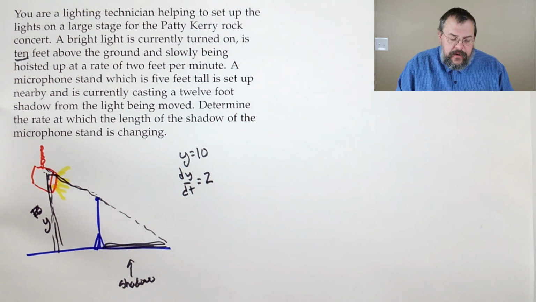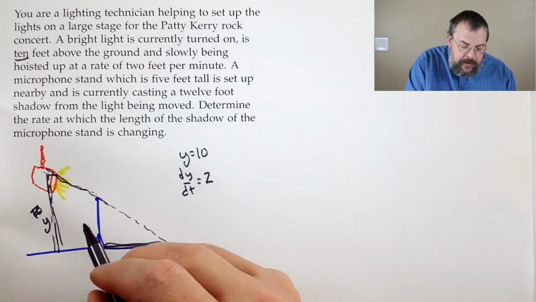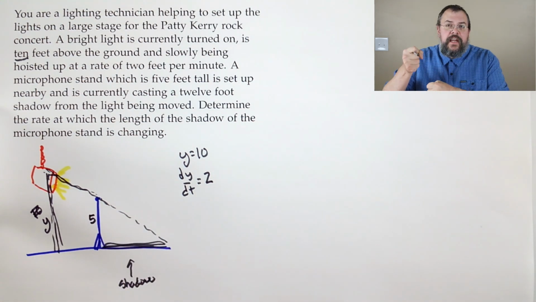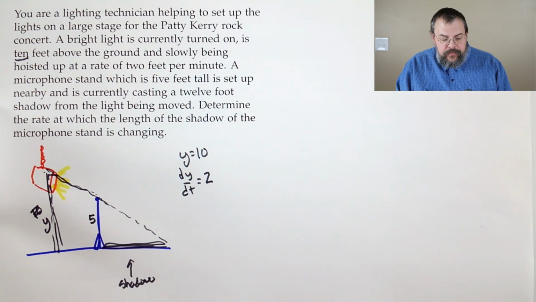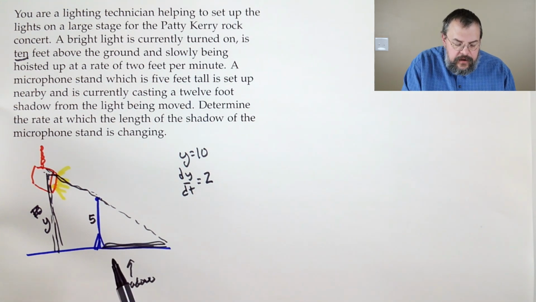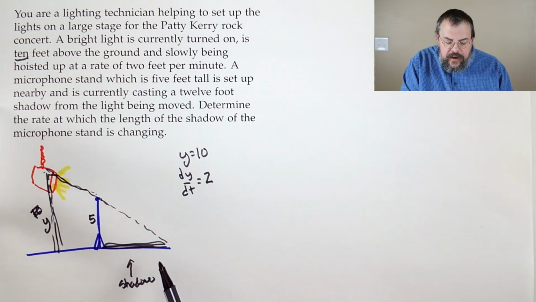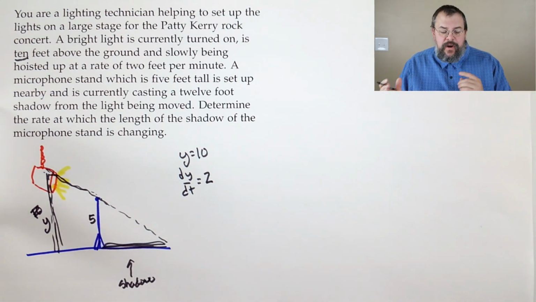Now, a microphone stand, we know that it's 5 feet tall and it's set up nearby. Now, the microphone stand isn't changing length. It's just an inanimate object. Nothing's happening to it. So we don't need to give it a variable name. So we're going to call it just 5. And it's currently casting a 12-foot shadow from the light being moved. Now, the thing is that as the light moves, the shadow moves. So the shadow is going to be changing as well.